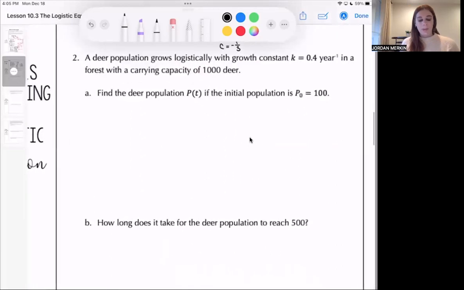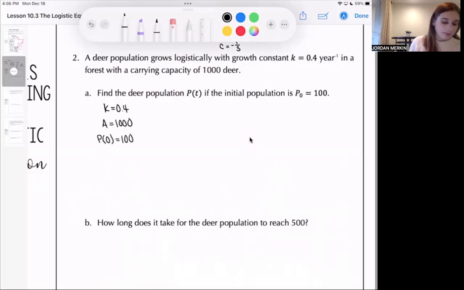So it says a deer population grows logistically with growth constant k equals 0.4 per year in a forest with a carrying capacity of 1,000 deer. Find the deer population p of t if the initial population p sub 0 is 100. So it gives us k is equal to 0.4, a is equal to 1,000. That's our carrying capacity. And the initial population is 100. So it did give us an initial condition.